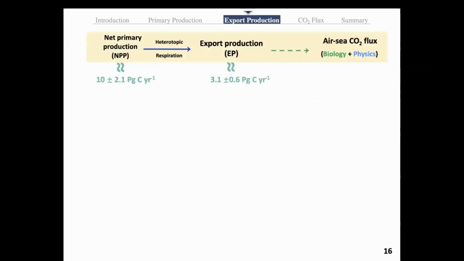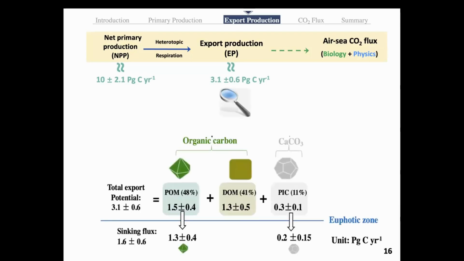Okay, with this information, we can fill out the second term. But the most exciting part is that we further open the black box of the export production to figure out the different compositions of the carbon export. This information is very valuable for us to understand the functionality and the biological pump efficiency.